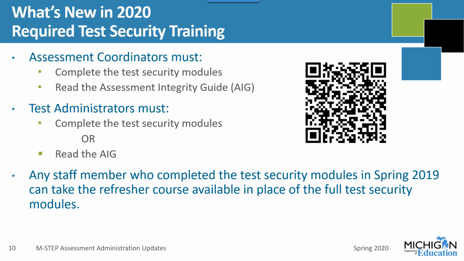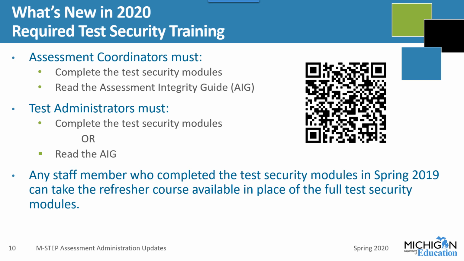There has been an update to the required test security training for assessment coordinators and test administrators. All assessment coordinators are required to complete the test security modules and to read the assessment integrity guide. Test administrators must either complete the test security modules or read the assessment integrity guide. This is new from in the past when test administrators and assessment coordinators were all required to read the assessment integrity guide. Now the modules can replace that.